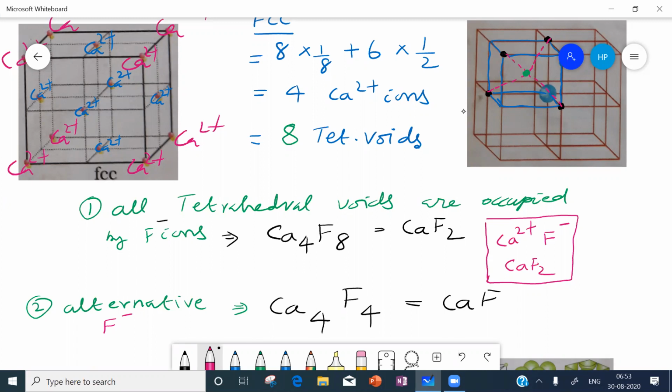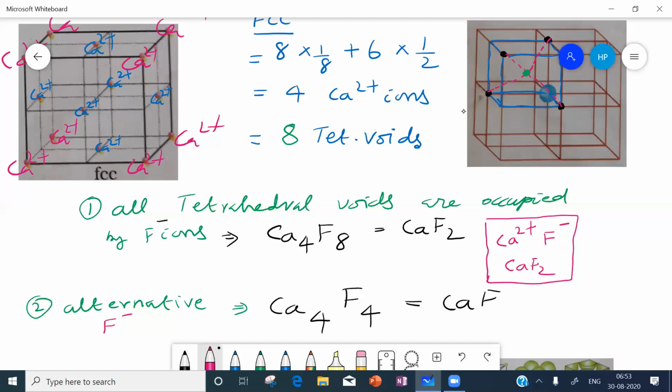Now we will see the formula of calcium fluoride. Calcium is Ca2 plus because calcium is coming under second group. Fluoride formula is F minus. Cross multiply and you will get the formula. So on cross multiplication we are getting calcium fluoride is CaF2. It is the formula of calcium fluoride.